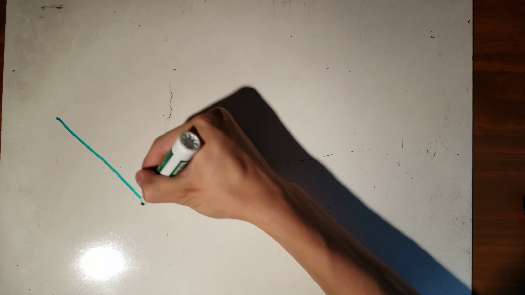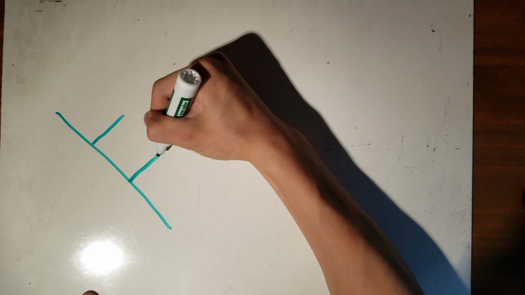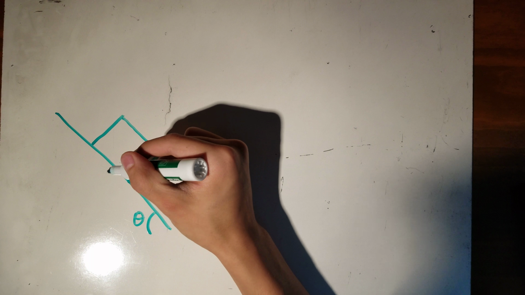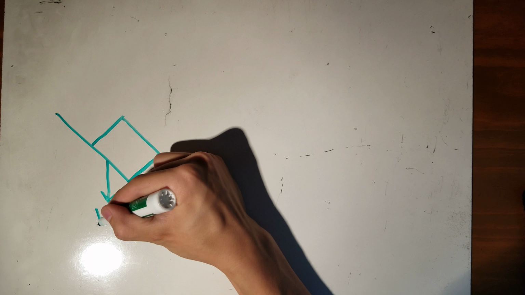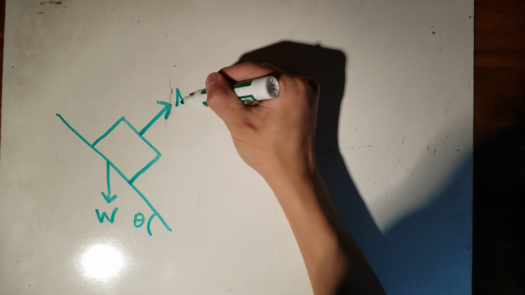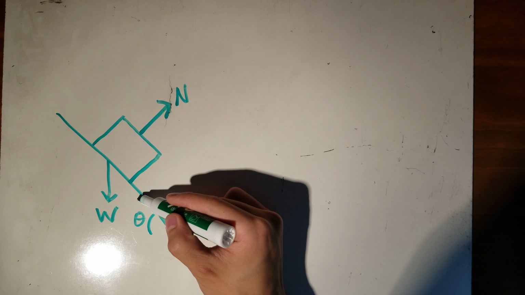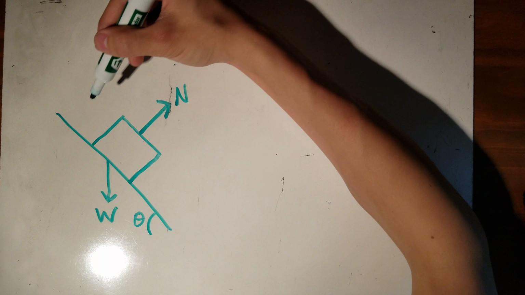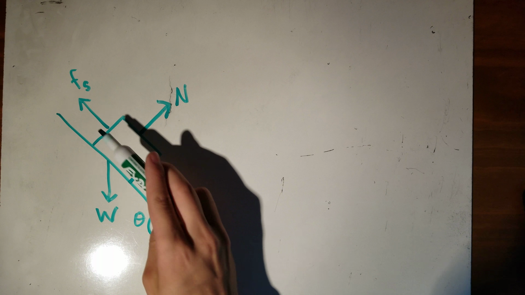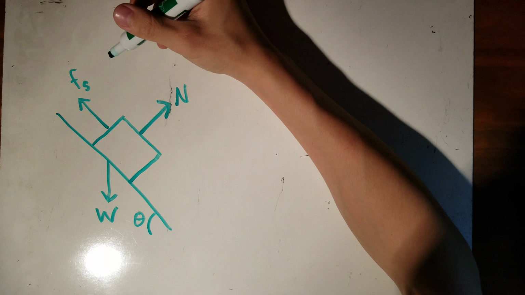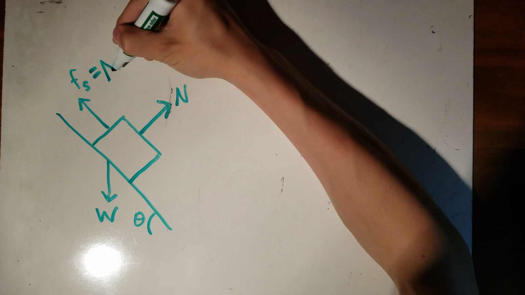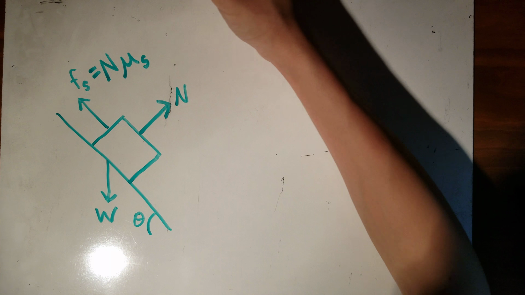So in this example, we have a block sitting on an incline with an angle of theta. The weight is going to be W. This is the weight of the block. The normal is going to be the force that the plane exerts on the block, and the static friction force is going to be acting this way, parallel to the plane, perpendicular to the normal, and it equals the normal times mu of s.